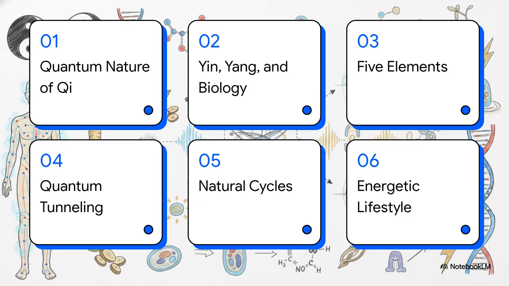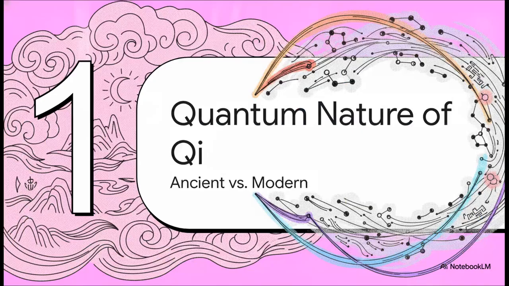So, here's our roadmap. We'll hit 1. The quantum nature of qi. 2. Yin yang and biology. 3. 5 elements of metabolism. 4. Tunneling through energy barriers. 5. Natural cycles for recovery. And 6. Designing your energetic lifestyle. Let's get into it. Section 1.